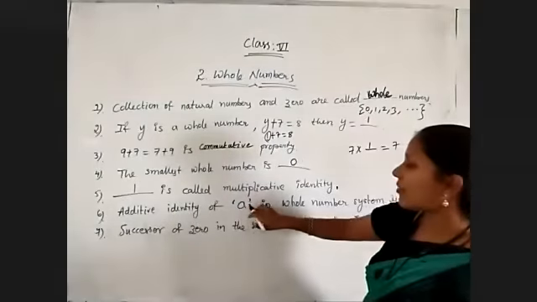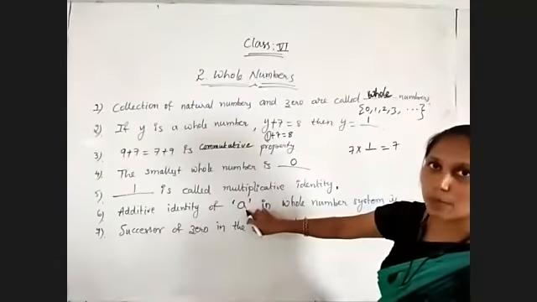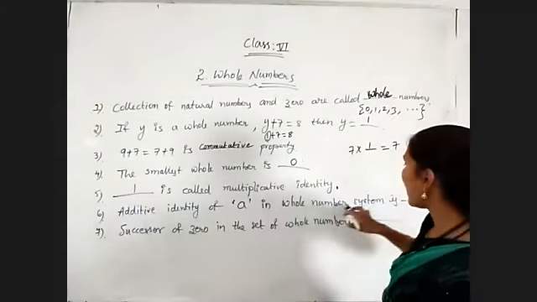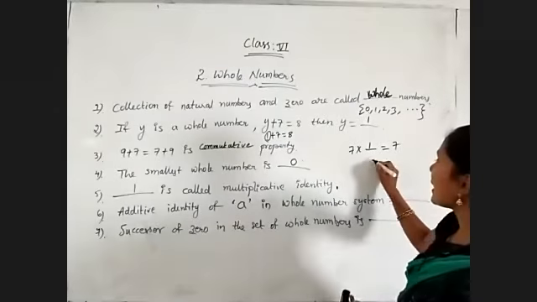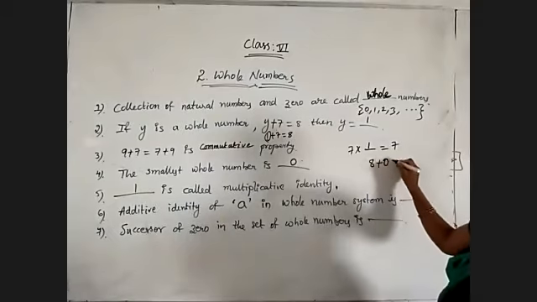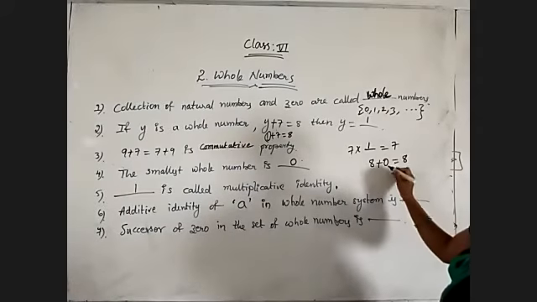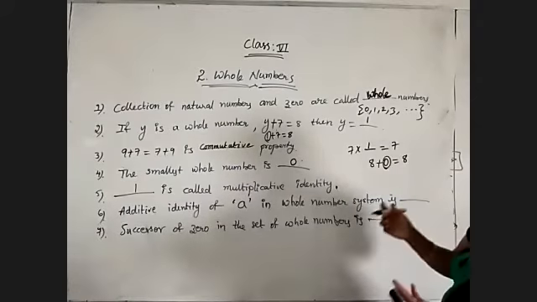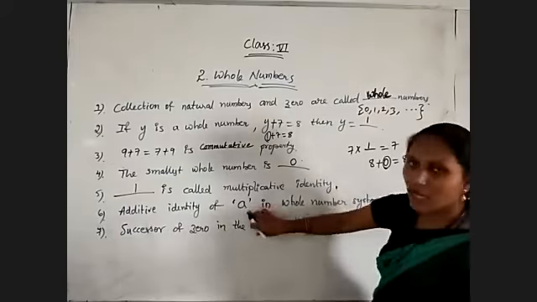Additive identity of A. A means any number, in the whole number system. What is the additive identity of 8? By adding 0, we will get 8. That means 0 is the additive identity, whatever number they have mentioned or not mentioned.